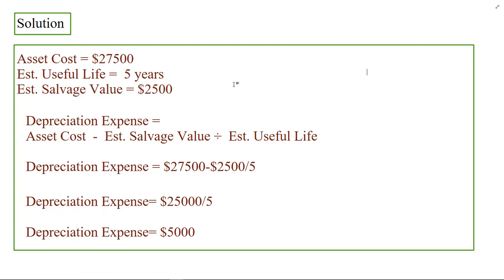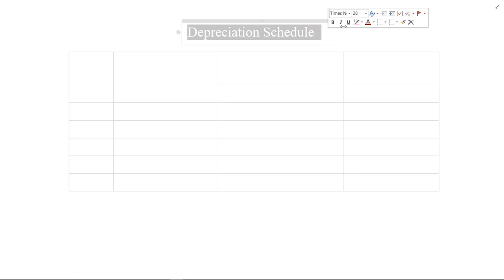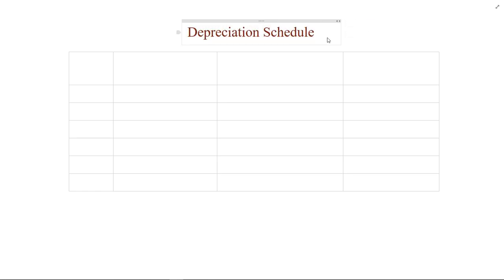For that, businesses prepare the depreciation schedule or depreciation chart. Students, the depreciation schedule is also called the depreciation chart or depreciation table. On top of it, you have to write that this is the depreciation schedule. In the depreciation schedule, there are 4 columns for the straight line method of depreciation.